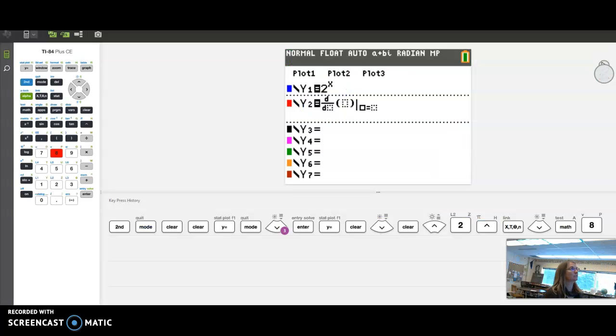So back to this, if you go back again, it's math, and then you're going to go to number 8. To put the derivative into the calculator and have the calculator graph it, we're going to put an x because we want to find the derivative with respect to the variable x. Then we could type in the function here, and I could just type in 2 to the x, which would be easy because it's such a short function. But if it's a longer function, you're going to want to know this process.